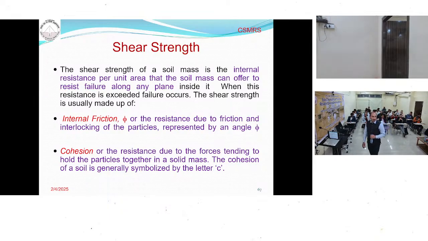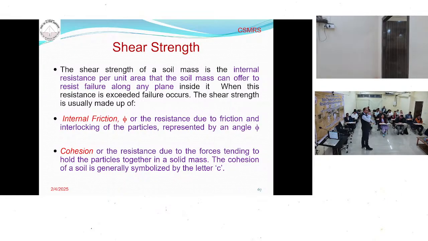There are two factors responsible for the shear strength of the soil. One is the angle of internal friction, the second is the cohesion. Why internal friction? Because the soil particles are interlocked together and there is friction. The other is cohesion, because in clay particles there are interparticle forces. So that's why the soil has cohesion.